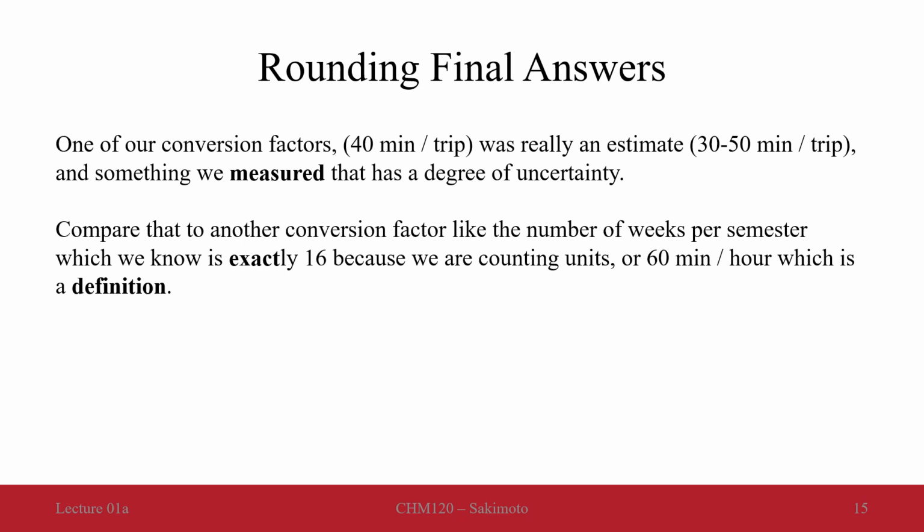Compare that to another conversion factor, something like knowing the number of weeks per semester, which we knew was exactly 16, because we could count how many weeks there were in our schedule, in our calendar, or something like how many minutes there are per hour, 60 minutes, of course, per hour, which is a definition. There's no uncertainty or ambiguity with these two conversion factors that we counted or were part of a definition.